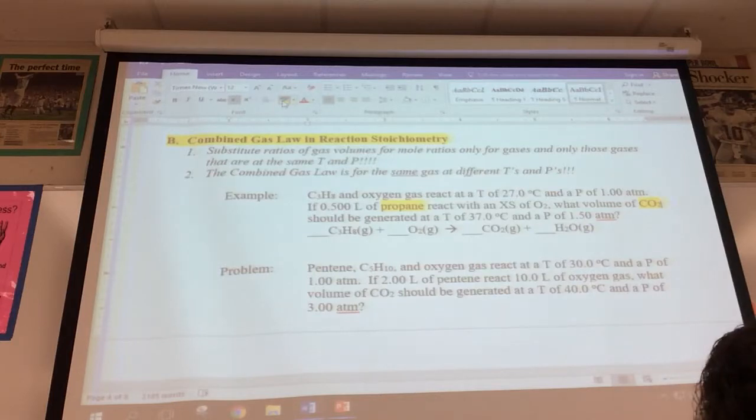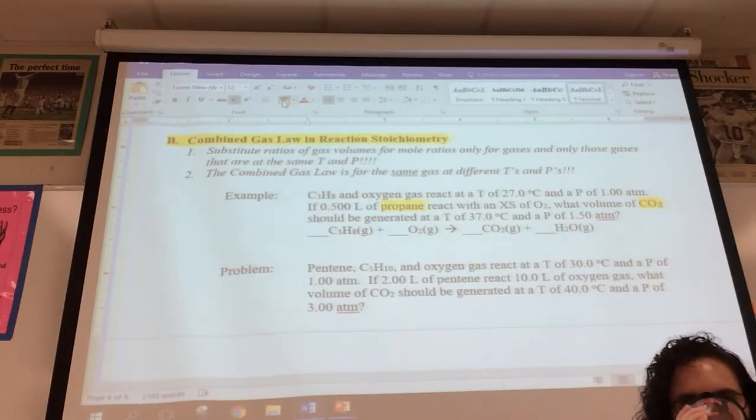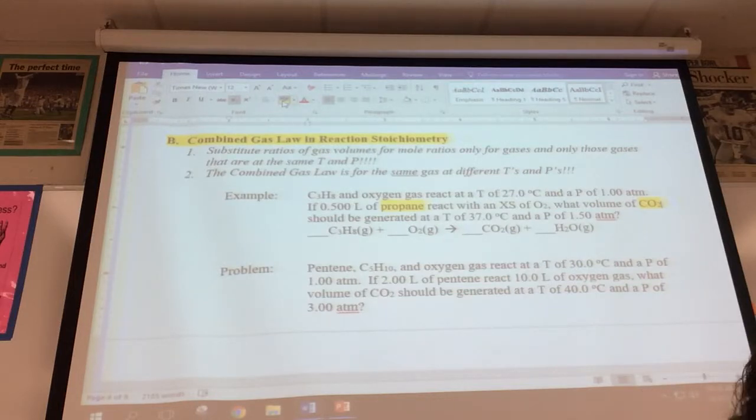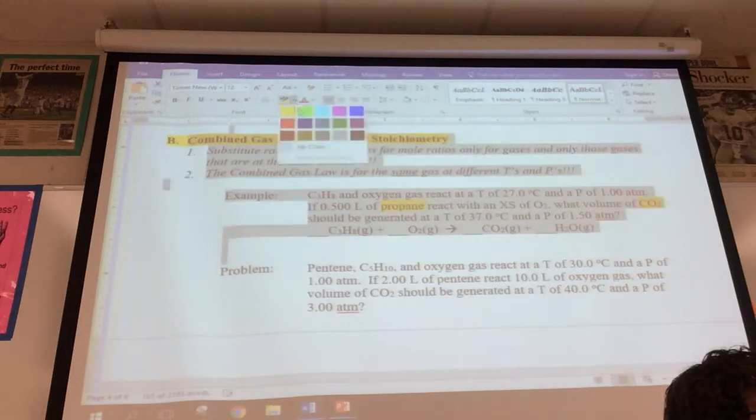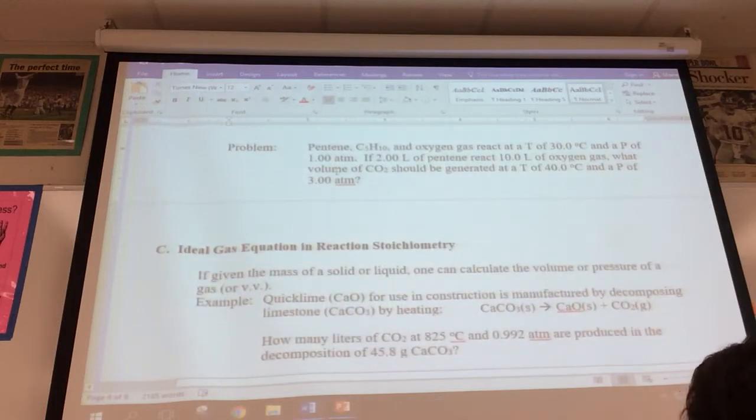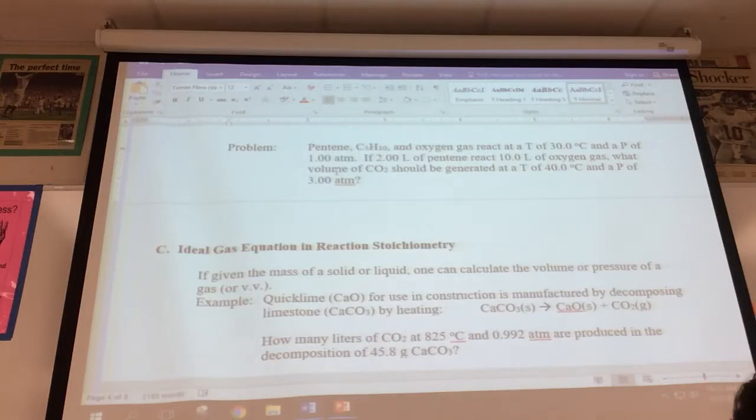You have to write and balance the equation and figure out the limiting reagent. At the top of the screen. This is a combustion reaction, right?